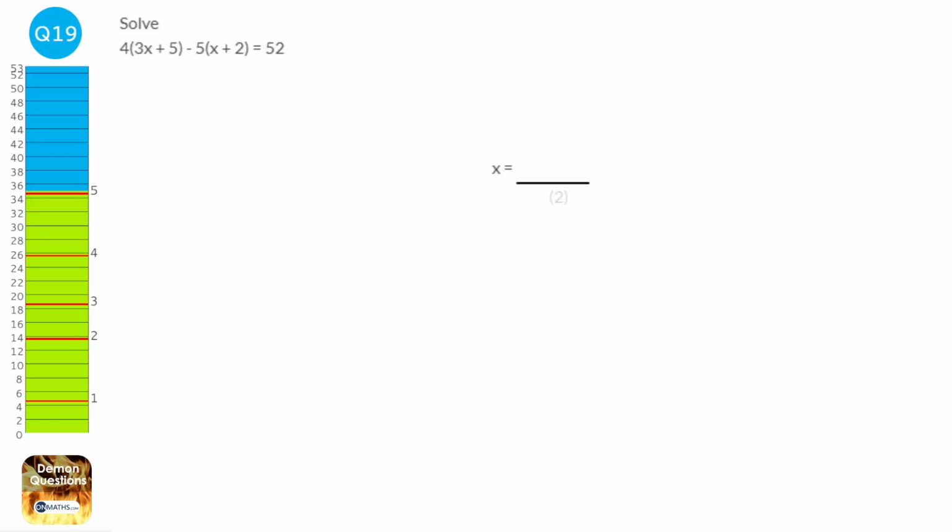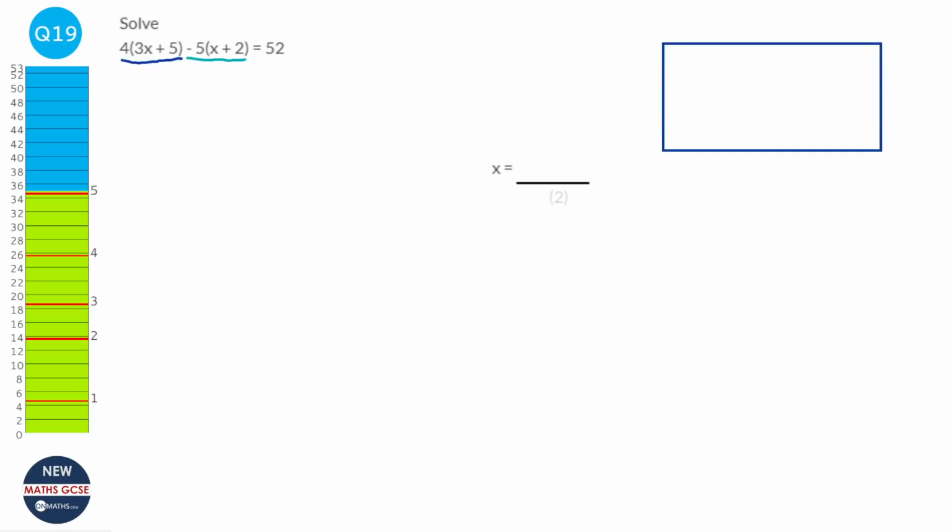Whenever we solve, we've got to get rid of any fractions or brackets first. Now, looking at this, there's no fractions, but there are 2 sets of brackets. We've got the set of brackets here, and we've got the set of brackets here. So we're going to expand them to get rid of them. And you can use any method you want. I'm just going to use this kind of grid method.